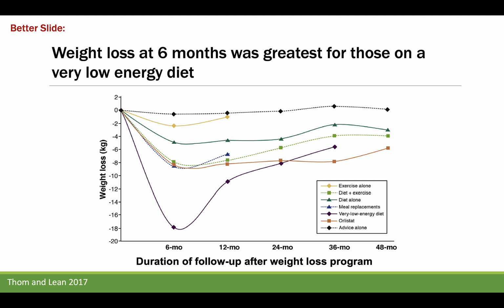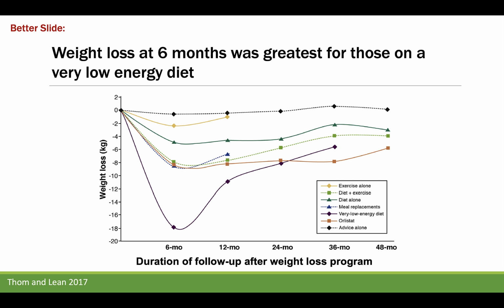We see that the different colored lines represent the different treatment groups who tried exercise alone versus diet and exercise versus diet alone versus meal replacement plans versus very low energy diets versus Orlistat, which is a weight loss drug, versus just advice alone.